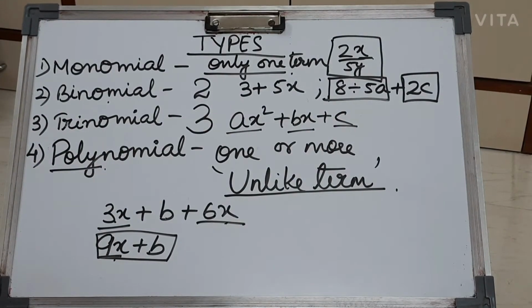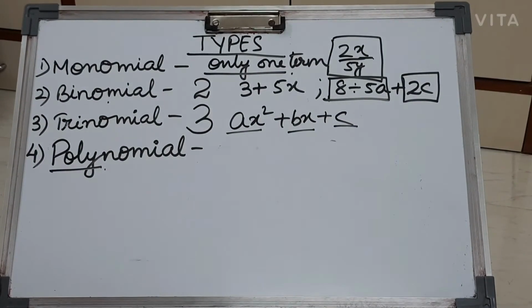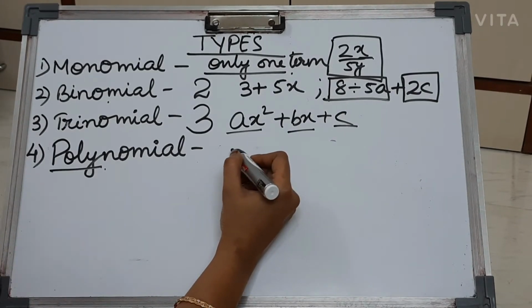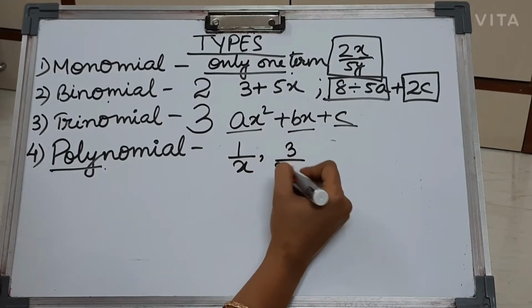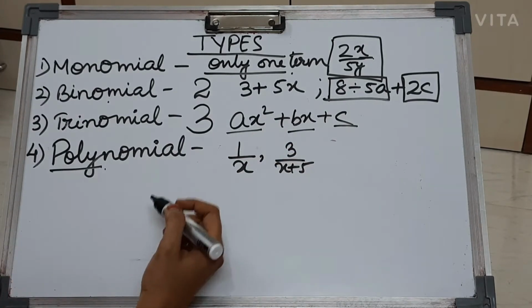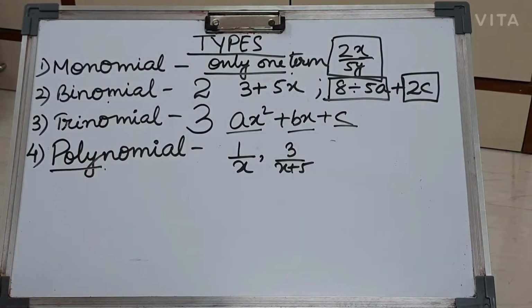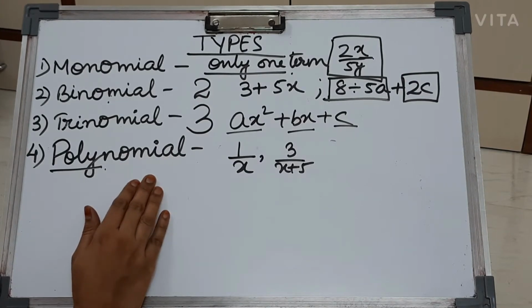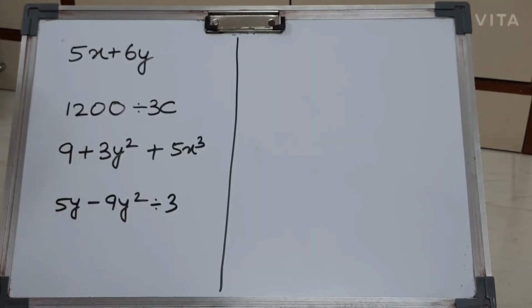So what is the example of polynomial? Polynomial relates to the fact that the power of the variable should always be a whole number. That means if we want to write 1 by x or 3 by x plus 5, we cannot do so because its power should be a whole number. And every monomial, binomial, trinomial is a polynomial. So one or more terms, and that too unlike terms, defines a polynomial. Okay. Now let's take some examples.